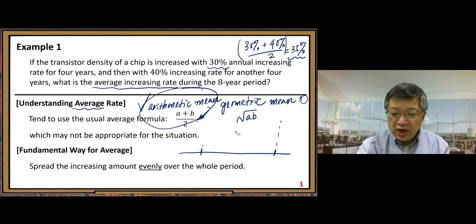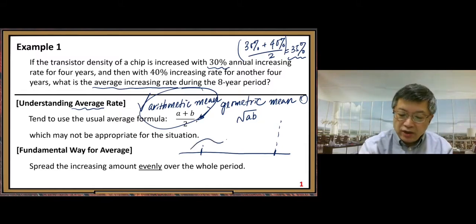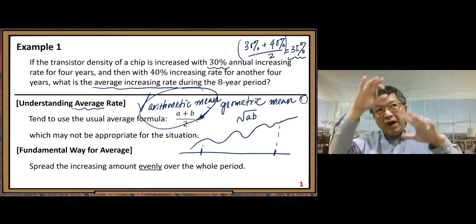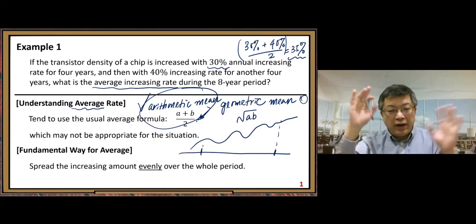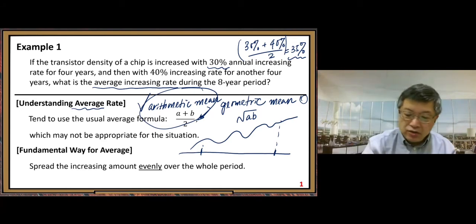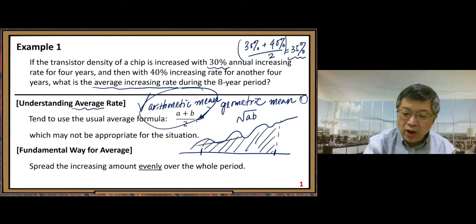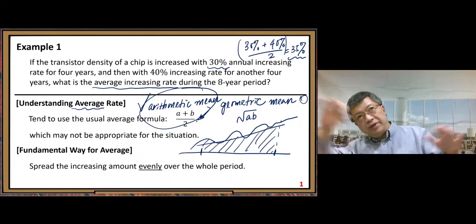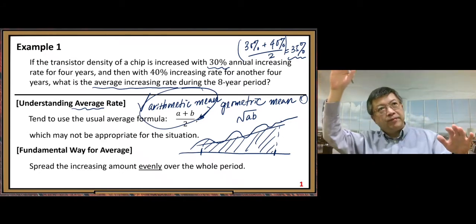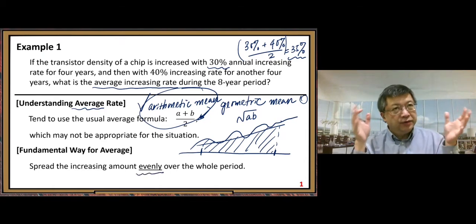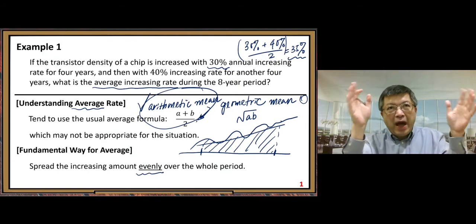But here, I should draw the change in a curve, because the change can vary, up and down. Now we assume we get the same change, but we use a uniform way to do the change. That's the evenly spread: the total increasing amount spread evenly in that period.